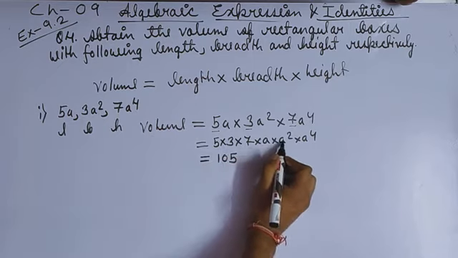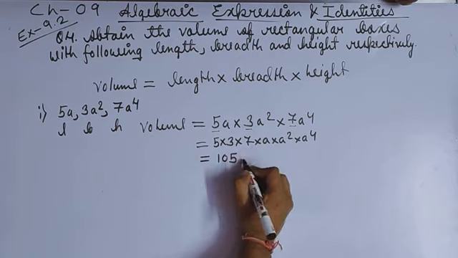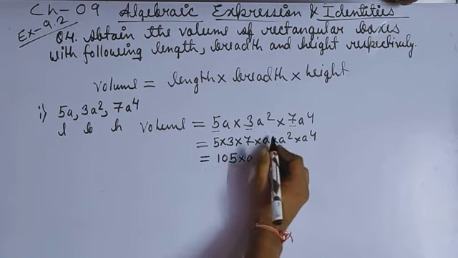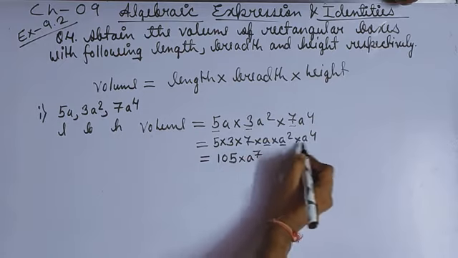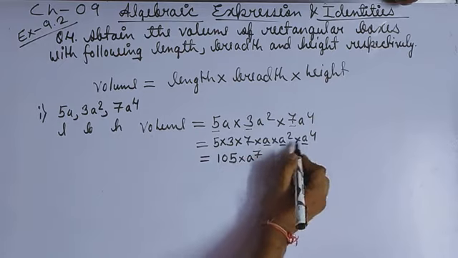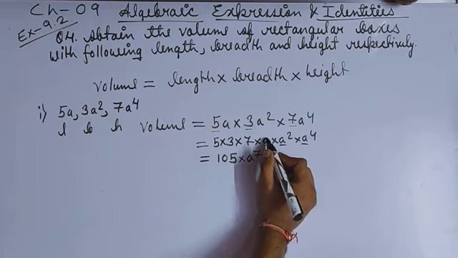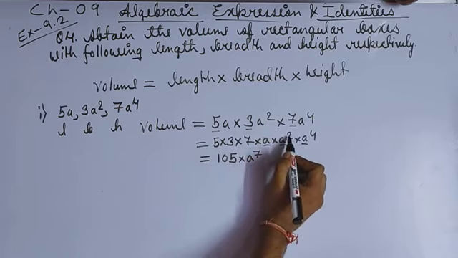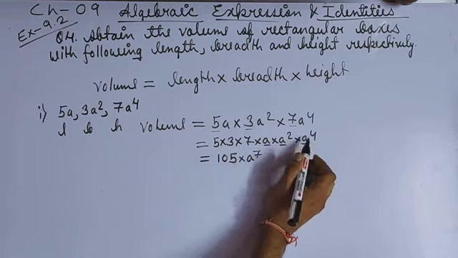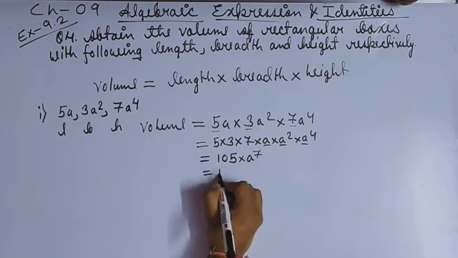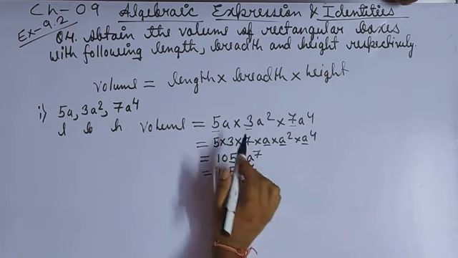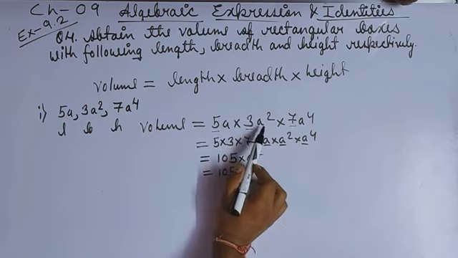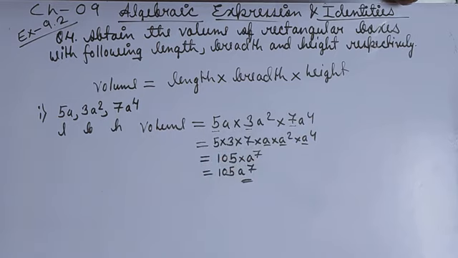Then this is a multiply a square. This will be a to the power 1 plus 2 is your 3. 3 plus 4 is your what? 7. Why? Because the bases are same. तो power जो नीचे पे base है वो क्या है? Same है. That is a. So therefore we are adding the power. So 1 plus 2 is your 3. 3 plus 4 is your 7. So this is coming equals to what? 105 a to the power 7 as the volume of a rectangular box whose length is 5a, breadth is 3a square and the height is 7a to the power 4.